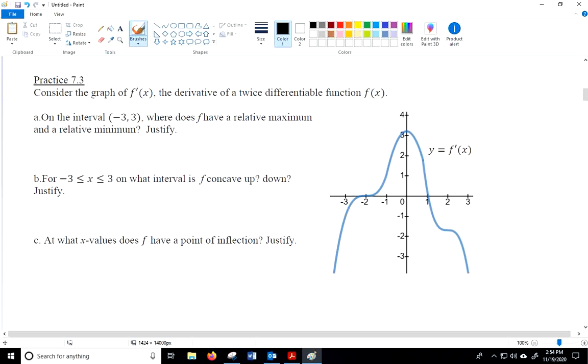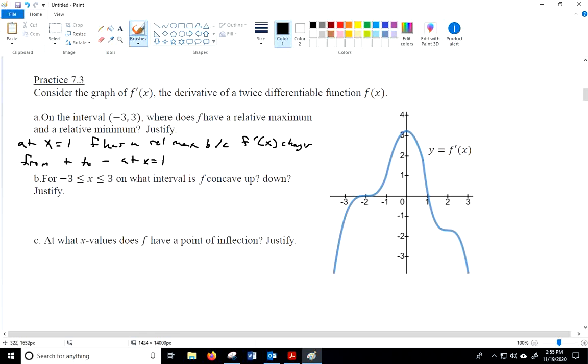On the interval from -3 to 3, where does f have a relative max? Well, that's not too bad. We know what to say there. x equals 1, right? At x equals 1, f has a relative maximum because f prime of x changes from positive to negative at x equals 1.